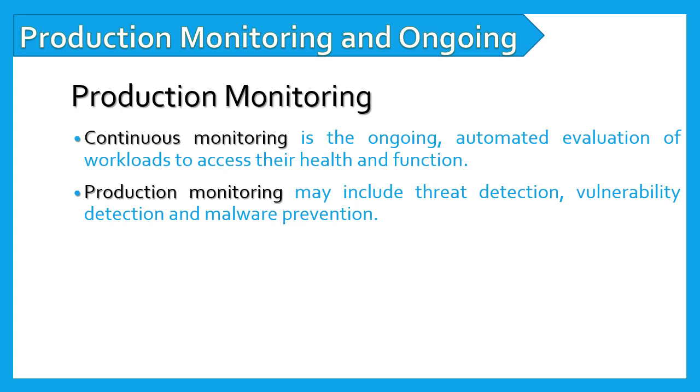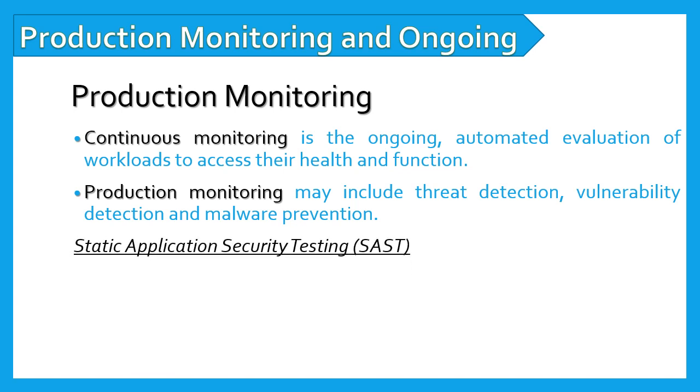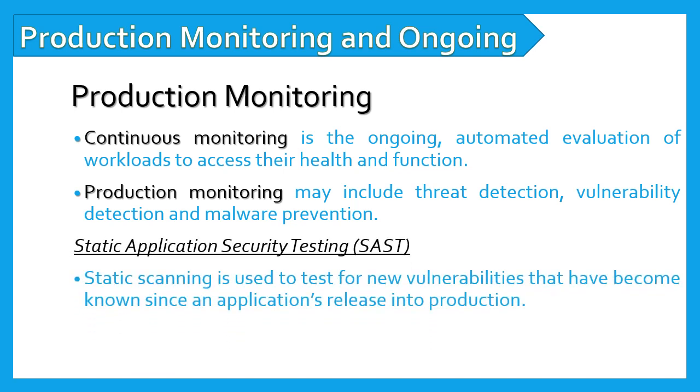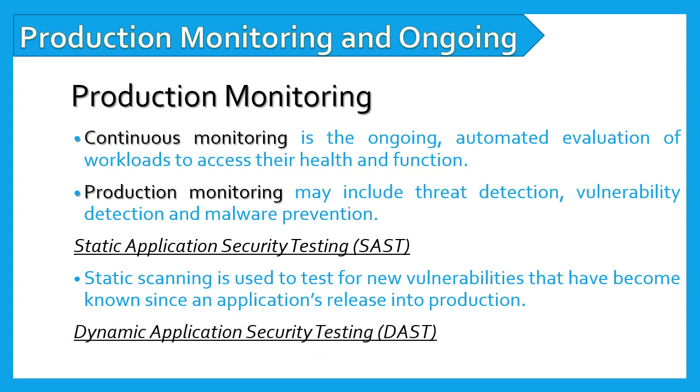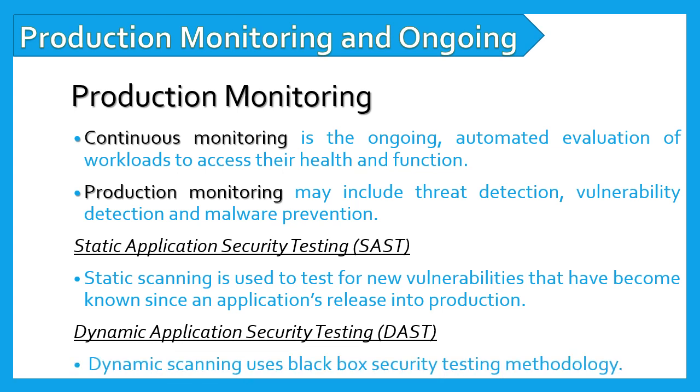When applications need to be refactored or upgraded with third-party libraries, feedback loops and automated reporting notify the development team that vulnerabilities or other defects require attention. Static application testing. Static application testing is used to test for new vulnerabilities that have become known since an application was released into production. Dynamic application security testing. Dynamic scanning uses a black box security testing methodology.